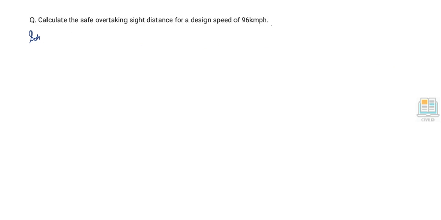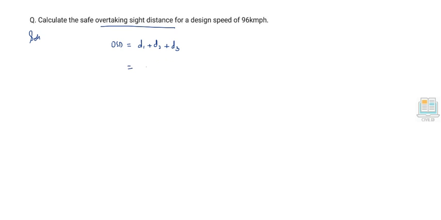See, no data have been specified here, so we have to assume the required data to evaluate the overtaking sight distance. Now overtaking sight distance is d1 plus d2 plus d3. Now what are d1, d2 and d3? You have to see the previous lecture to know in detail. I will just write down the formula directly here.